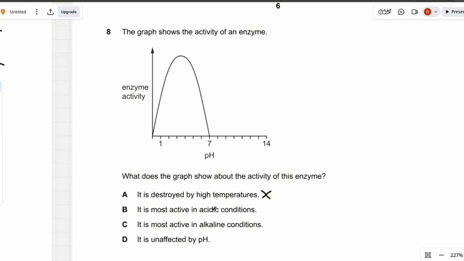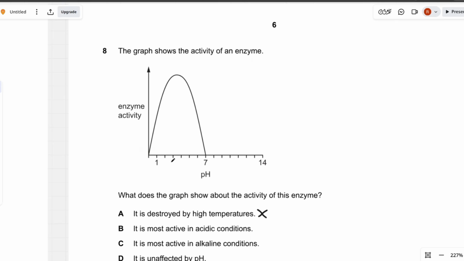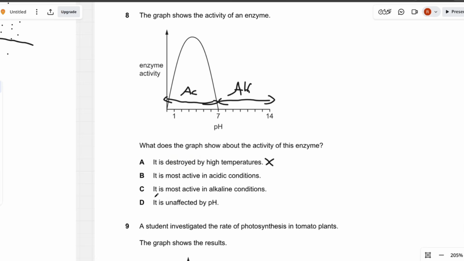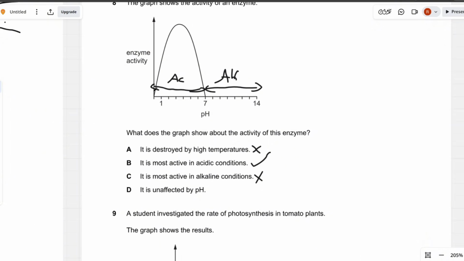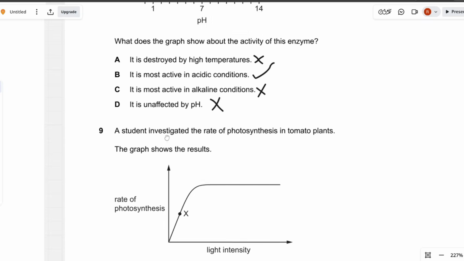It is most active in acidic conditions. Let's see. The enzyme activity increases from around 0 pH up to a maximum at around 3 or 4, and then drops down to a minimum, or again back to 0 at pH equals 7. So yes, it is most active in acidic conditions, and this is because between 0 and 7, this is acidic, and between 7 and 14, the conditions are known as alkaline. It is most active in alkaline conditions, of course not. It is unaffected by pH, of course not. We can see that the relationship here shows that there's an increase and a decrease as pH increases, so it is definitely affected by pH.